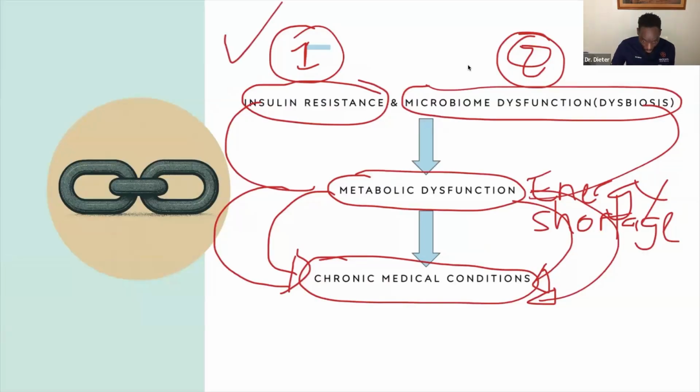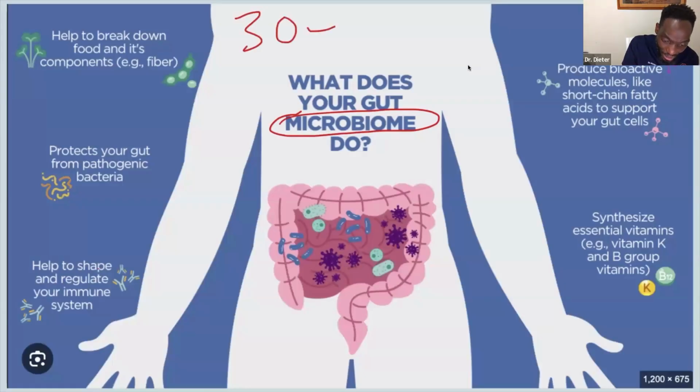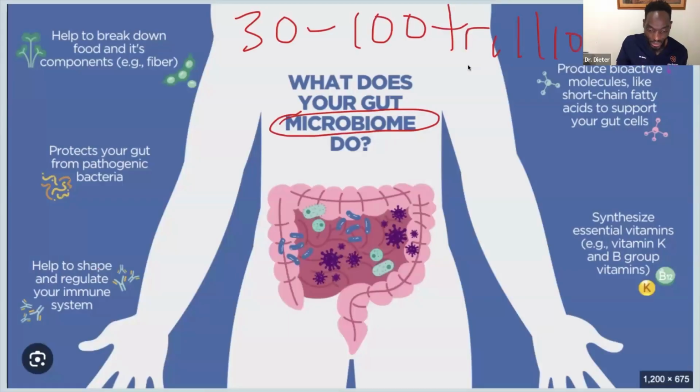The other thing we mentioned is called microbiome dysfunction, or what we call dysbiosis. What is microbiome dysfunction? First, to understand what microbiome dysfunction is, it's important to understand what the microbiome is in the first place. The microbiome is a microbial population of about 30 to 100 trillion bacteria that live in the gut. Okay, 30 to 100 trillion bacteria are what we call the microbiome.